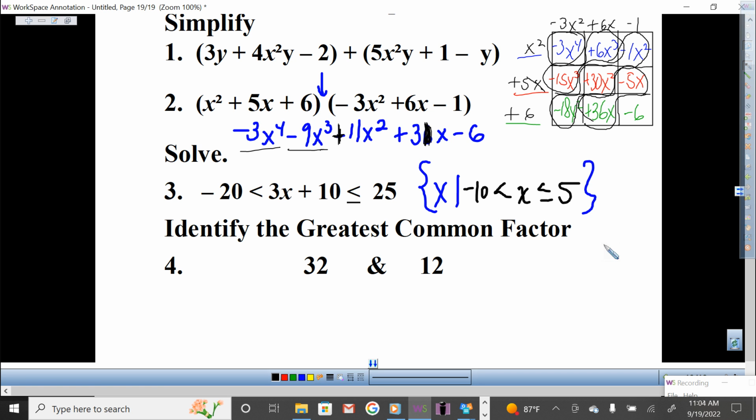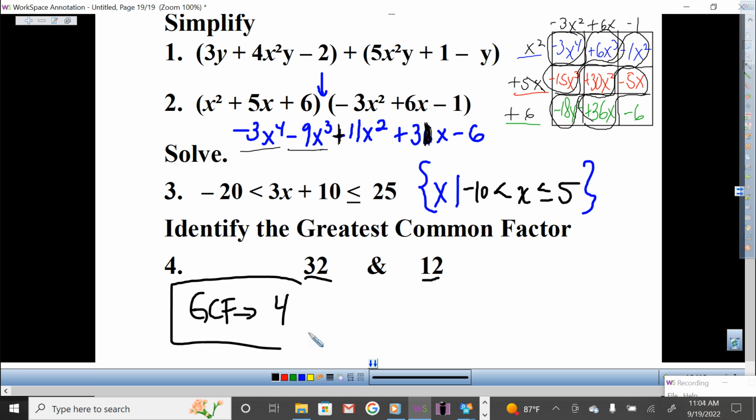Yeah? All right. And last but not least, GCF. Greatest common factor of 32 and 12 is 4? 6? Let's see, 4 times 8 is 32. 4 times 3 is 12. 6 doesn't fit here, so it is 4.